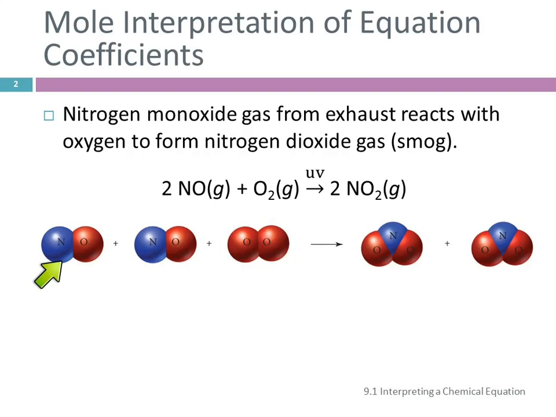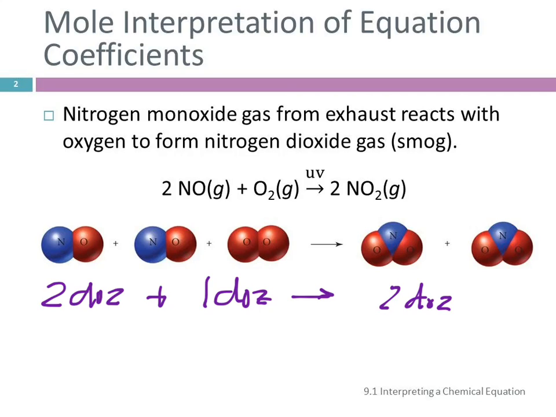But could we also say that 24 of these react with 12 of those and form 24 of these? Could we just multiply everything by 12? Would that still be? Yeah, sure, that would be fine. So we could say we've got 24 plus 12, and that gives us 24 of that one.